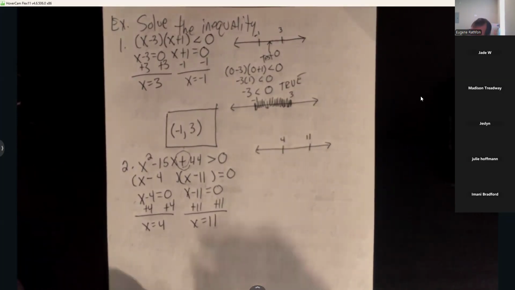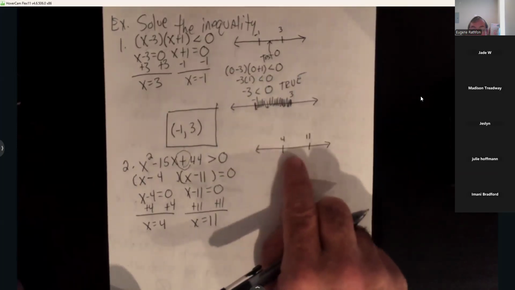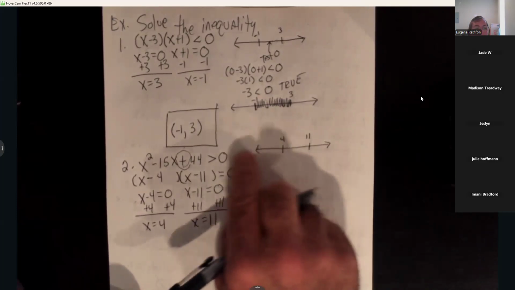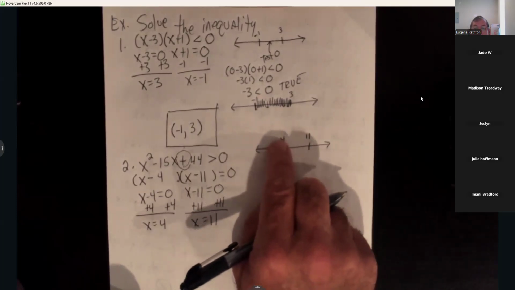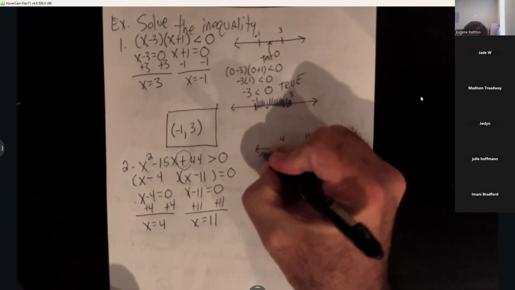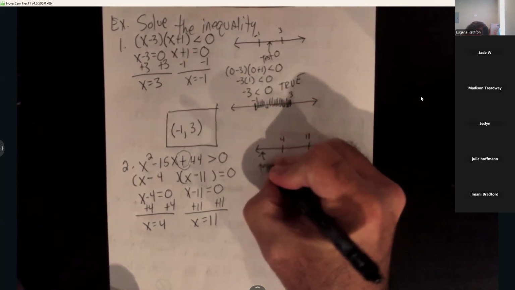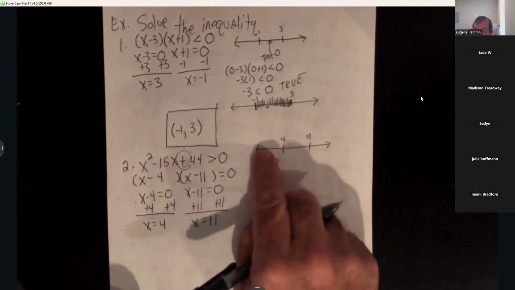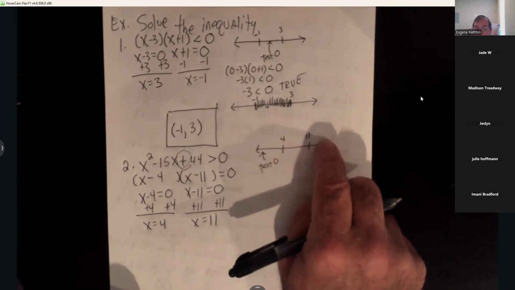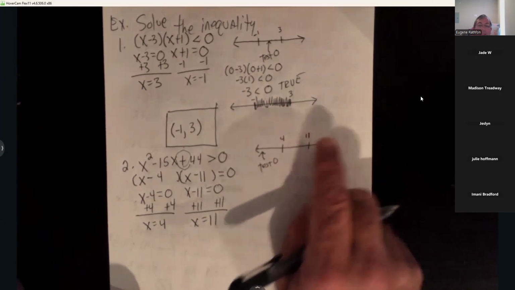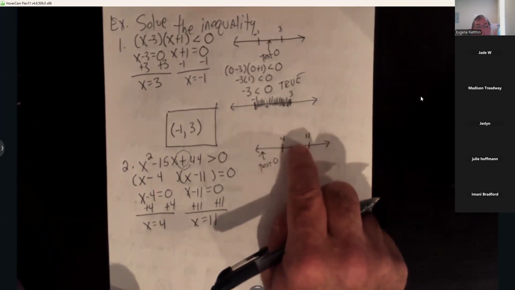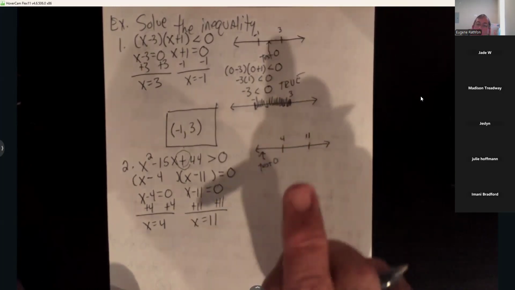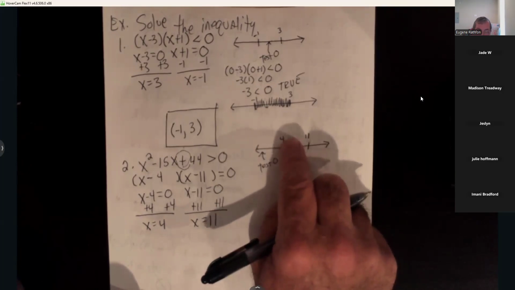Now, I'm still going to test 0, but 0 ain't in the middle this time. 0 is going to be on this first section because 0 is less than 4. So I know 0 is over here somewhere. I'm going to test 0. If it's true, I'll shade this section and my last section. If it's false, then I'm only going to shade the middle. Okay? So it's either the first and the last, or it's the middle on these, okay?